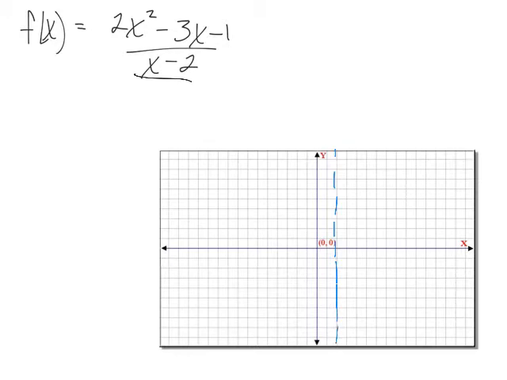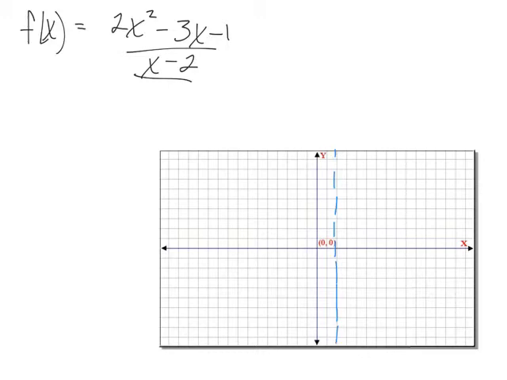Okay, now we have to look and see what our horizontal asymptote is. If you'll remember, when our numerator exponent is bigger than our denominator's exponent, that means there is no horizontal asymptote. But it also means it could be that we have a slant or an oblique asymptote.